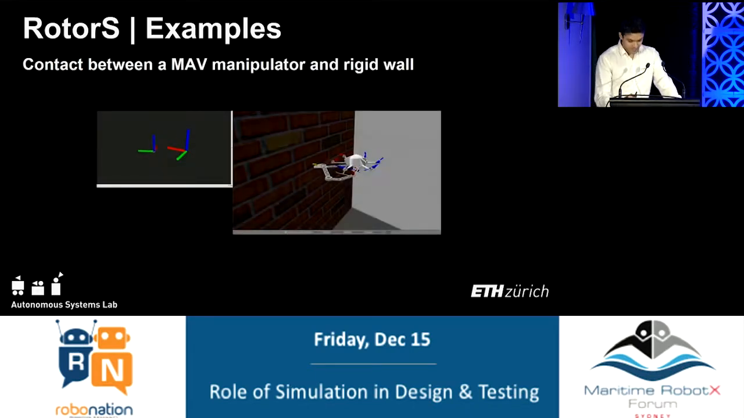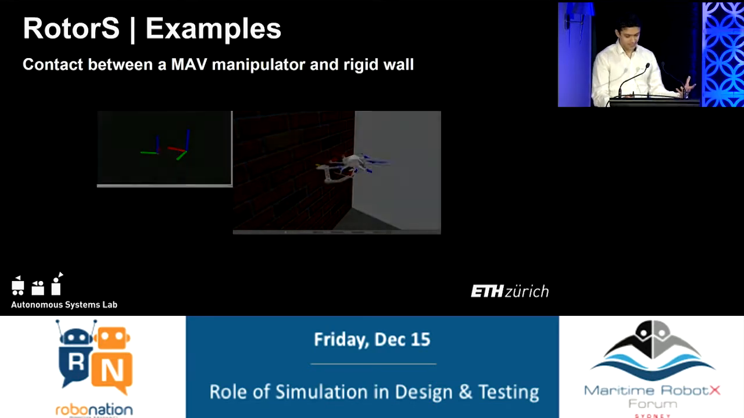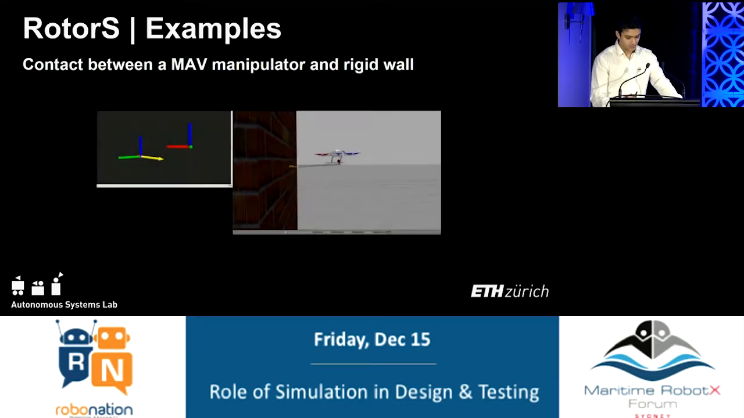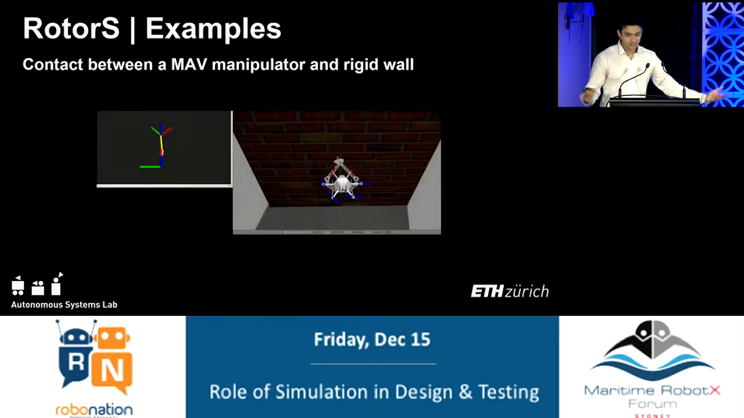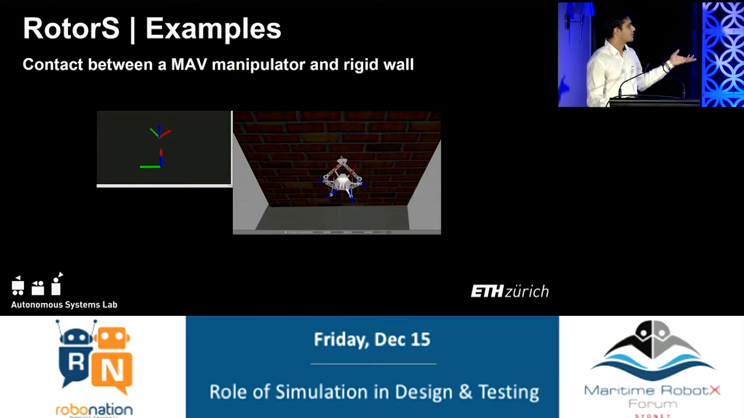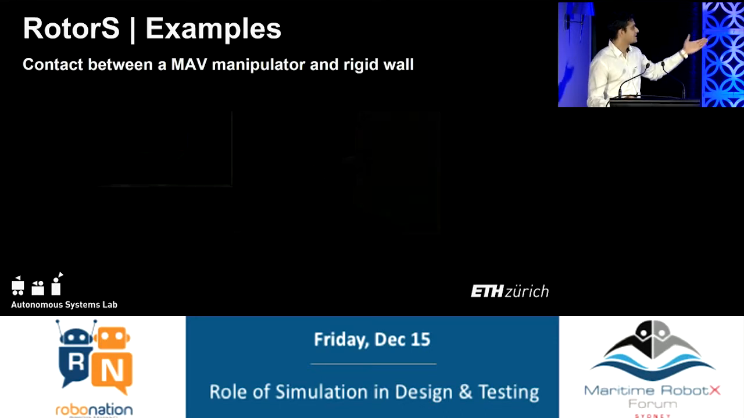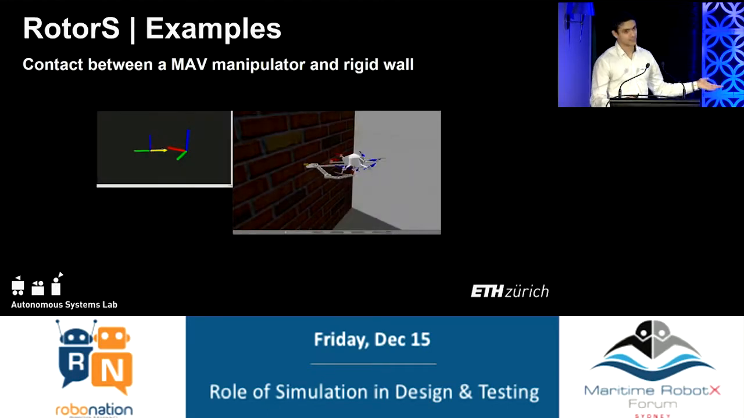So here, the simulator is used, thanks to the nice physics engine, to understand the contact interaction between the MAV with a manipulator and a rigid wall, which is used for developing the full body control strategies for industrial inspection. So if you want to clean windows with a UAV or grind something at a big height, then you need to understand the forces and the interactions.